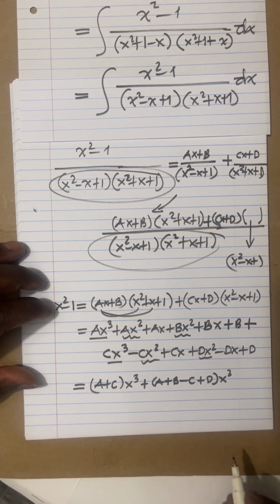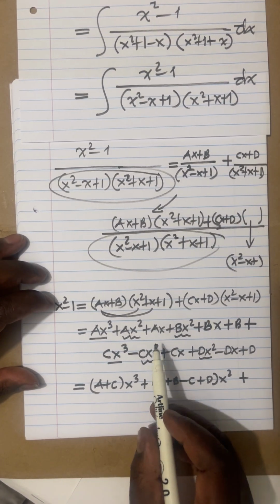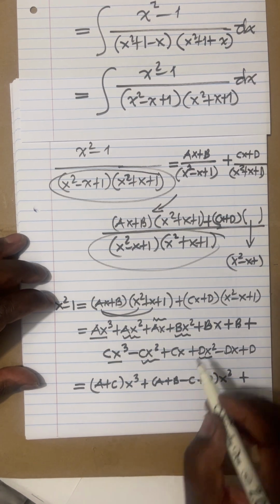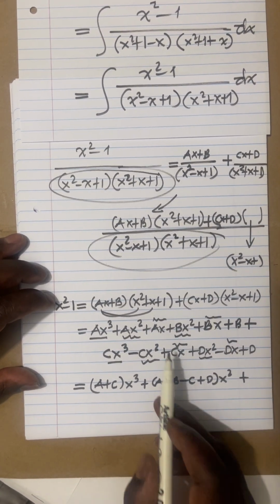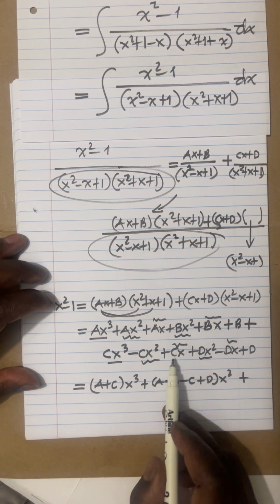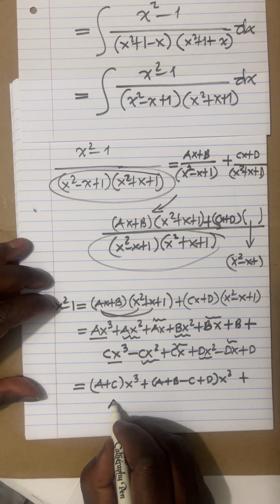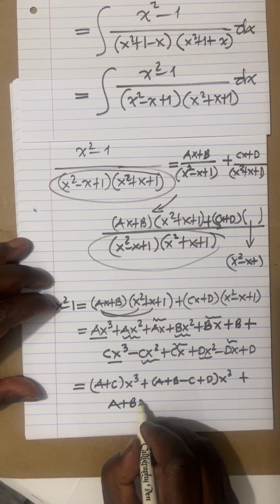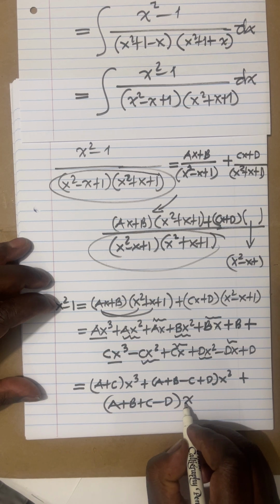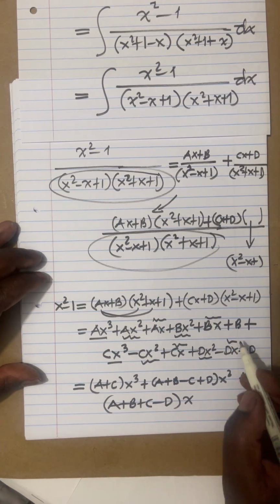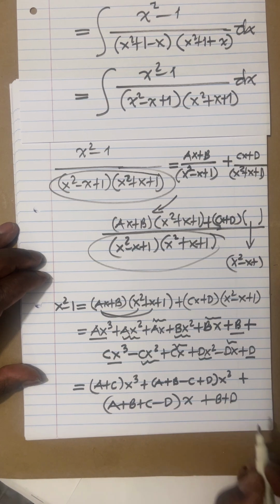Now I'm moving on to terms containing x. So plus, which terms containing x? It's that one, number 1, number 2, number 3, and number 4. So it's a plus b plus c minus d with x outside. And two constant terms are b plus d. So plus b plus d.